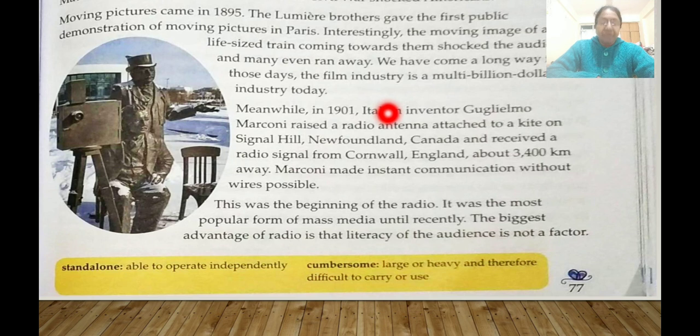Who invented the radio? Marconi was the inventor of the radio. We have the name here. What kind of medium was the radio? It was, until recently, the most popular form of mass media or mass communication. What is the biggest advantage of radio? That the literacy of the audience is not a factor for its spread. So literacy is not a hindrance for its spread.